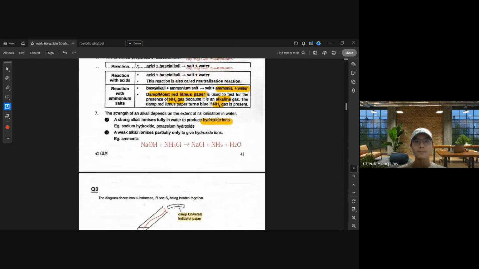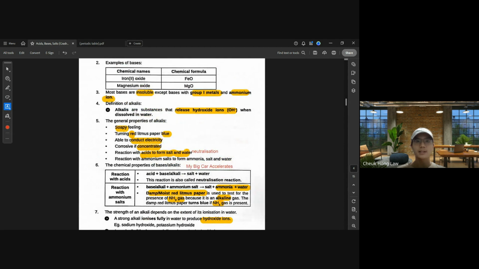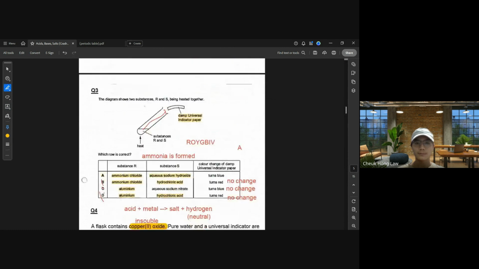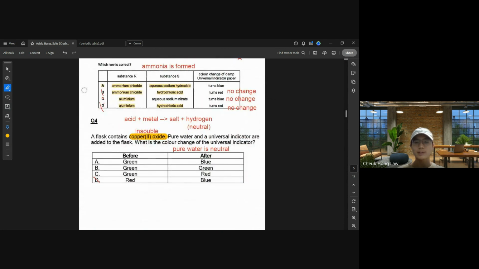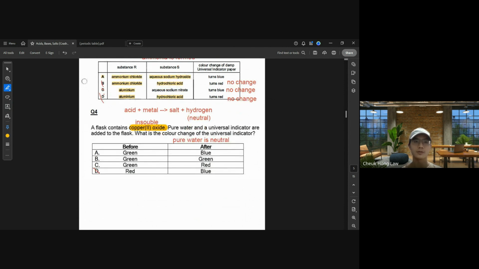Remember, we mentioned that most bases are insoluble except bases with group 1 metals and ammonium ion. So since copper 2 oxide is insoluble, the universal indicator is basically measuring the pH of the pure water only. So it's green, after is green also. The answer is B. So there's no change in the universal indicator color.